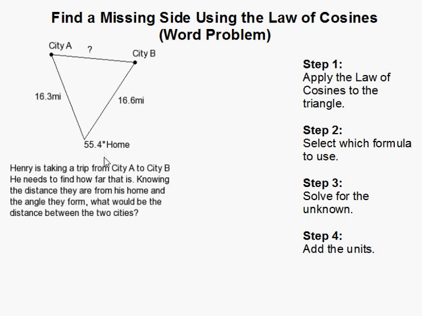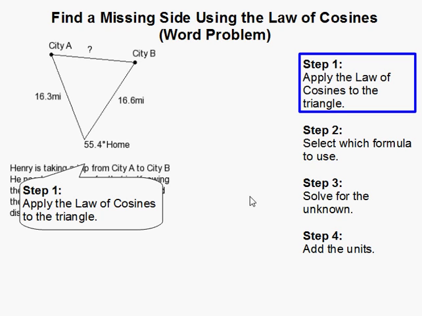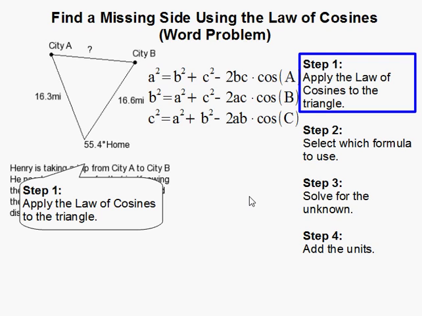Alright, so here's his home. So he knows this angle here, right? And he knows the distance here, but we're trying to find that distance. Alright, so what we need to do is apply the law of cosines to the triangle.